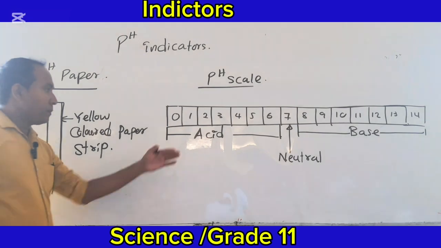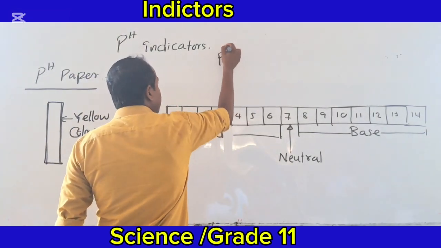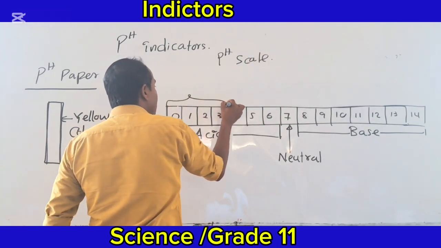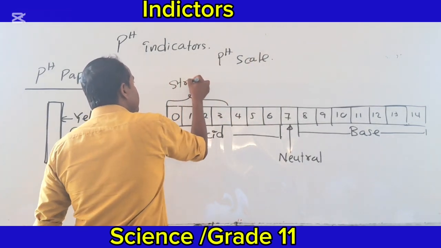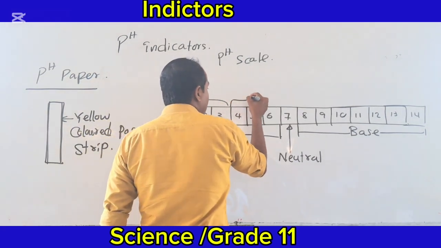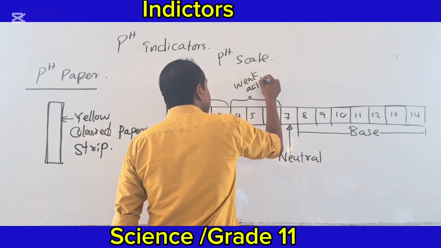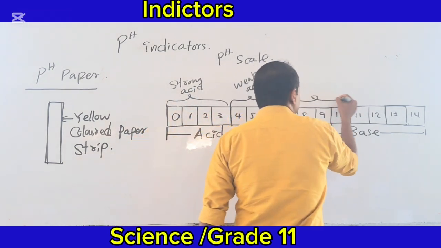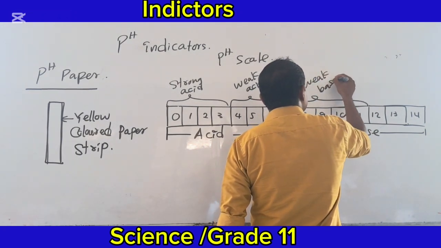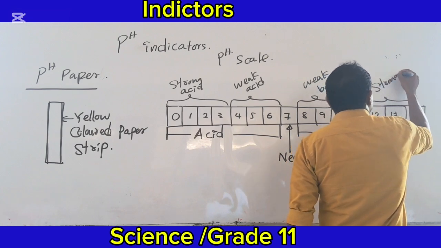Right. Then we can also identify these in the pH scale. What is that? 0 to 3 belongs to what? Strong acid. 4 to 6 belongs to weak acid. 8 to 11 is weak base. 12 to 14 is strong base.